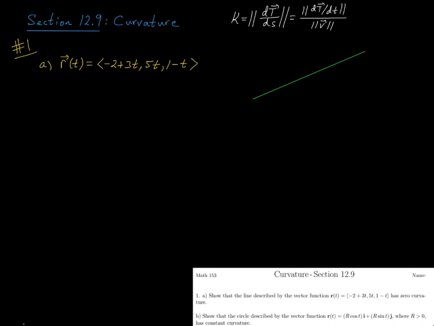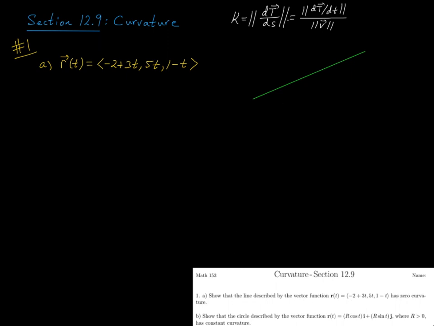Okay, in this video we're going to look at problem number 1 on the worksheet. And part A says, show that the line described by the vector function r of t that has components negative 2 plus 3t, comma 5t, comma 1 minus t has 0 curvature.